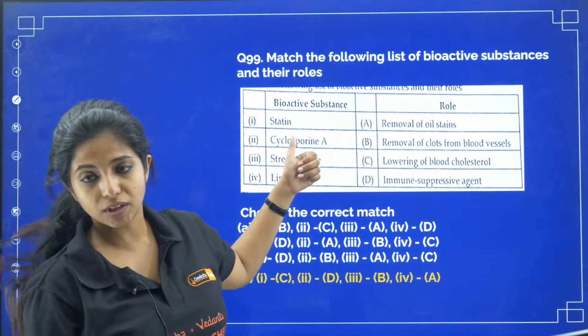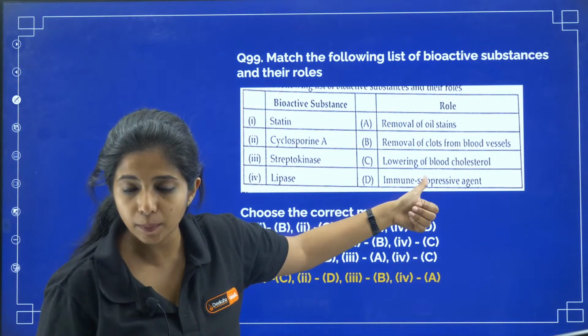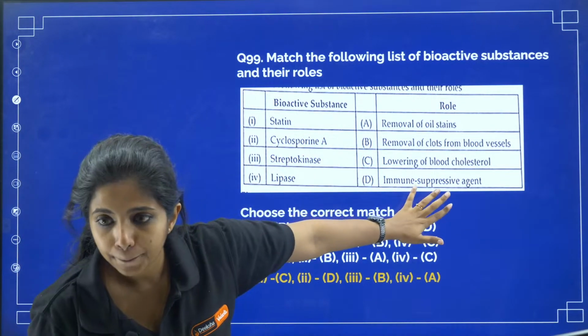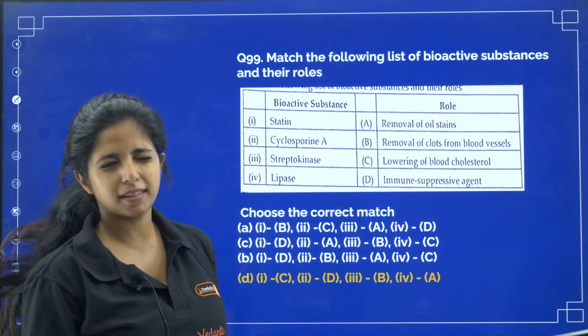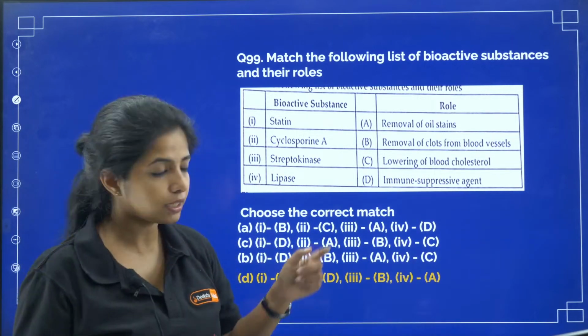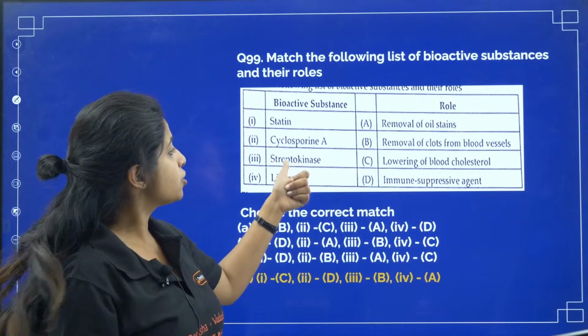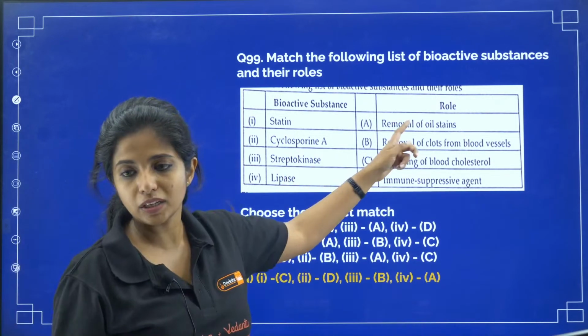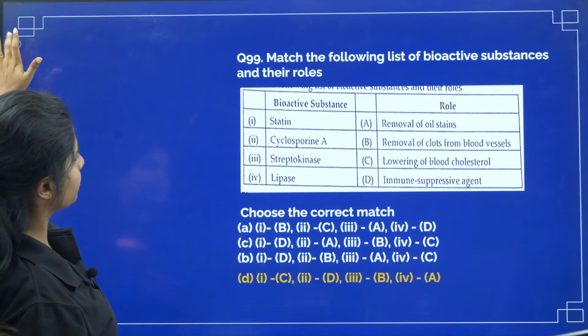And over here, listen, statin. Statin is for stabilizing the blood cholesterol level. Cyclosporin A is for what? It is an immunosuppressive agent. Yeah, you get it from Trichoderma polysporum. Streptokinase is a clot removal. Okay, it is for clot buster. And lipase is basically for removal of oil stains.